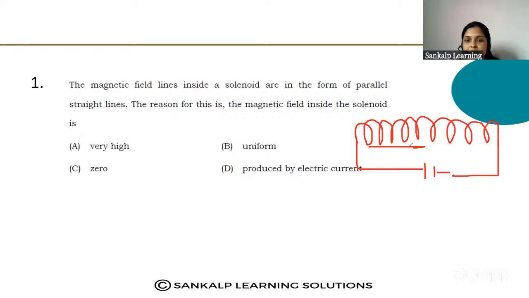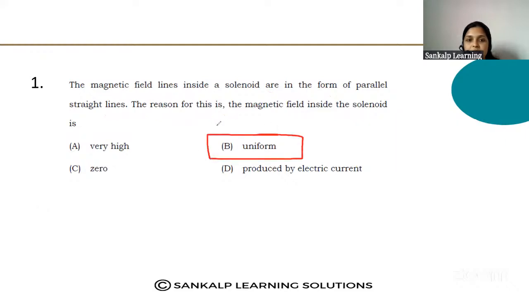It acts as a bar magnet. Here the magnetic field lines inside this solenoid are in the form of parallel lines. When current passes through it, the solenoid acts as a bar magnet. And the reason for this is that the magnetic field inside the solenoid is uniform, that is option B. Okay, option B is the correct answer.